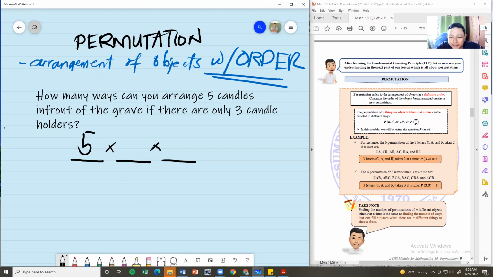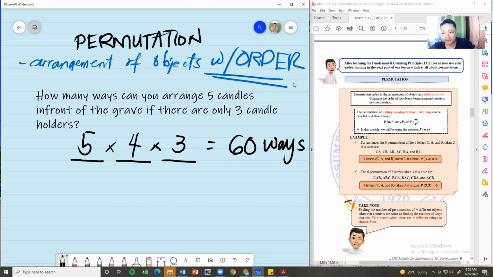For the next, how many are possible? 4. O, the next, how many are possible? 3. Correct. Oh, how many possible ways can you arrange 5 candles if there are only 3 candle holders? What's the answer? The answer is 60 ways. Okay? Can you follow? That's as simple as that. Ganun lang yung permutation. Combining the concept of FCP and the factorial.